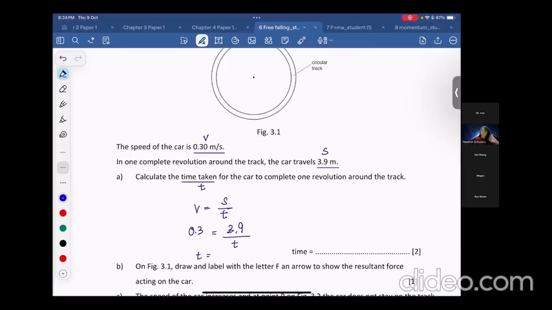Okay, do not wait for my answer. Press your calculator. How many seconds?